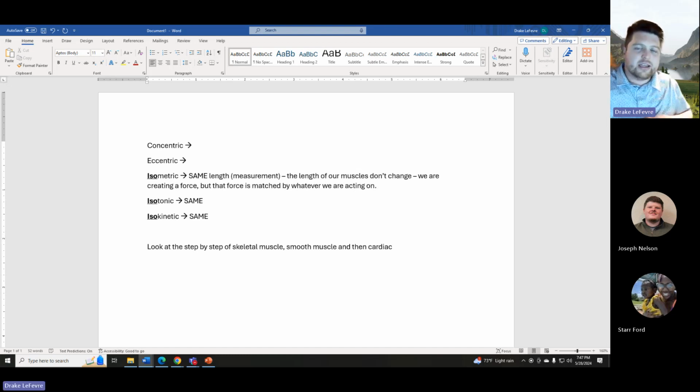So isometric, the length is not changing. Okay. Go back to the trying to push the wall example. You can push really, really soft, or you can push really, really, really hard. No matter how hard you push, you're not going to move, and the wall's not going to move, or at least it shouldn't. Those are going to be our isometric type movements.